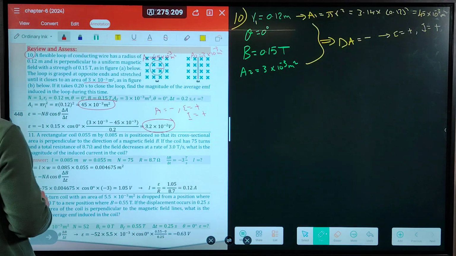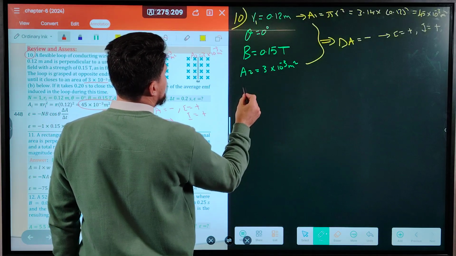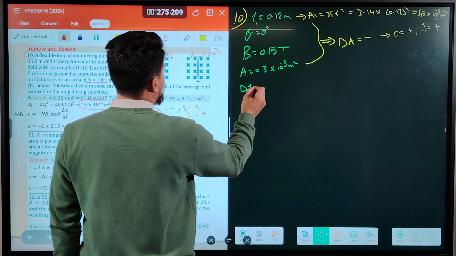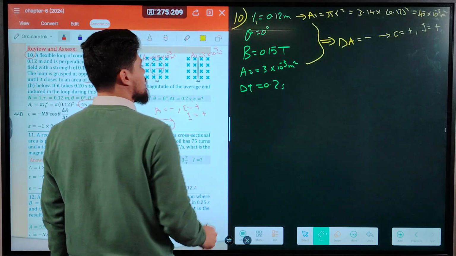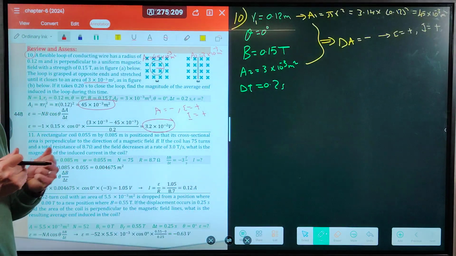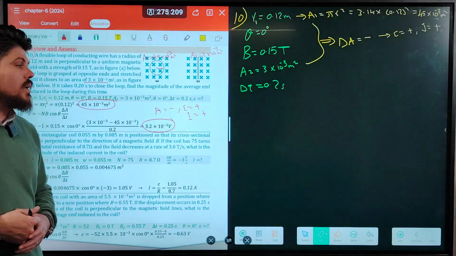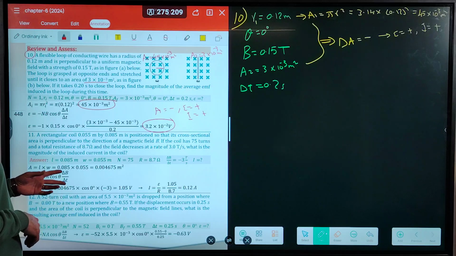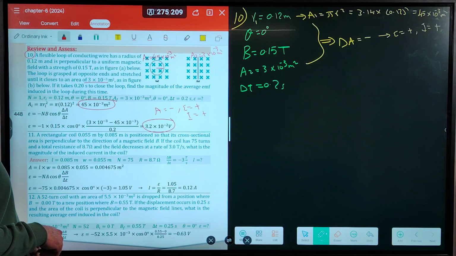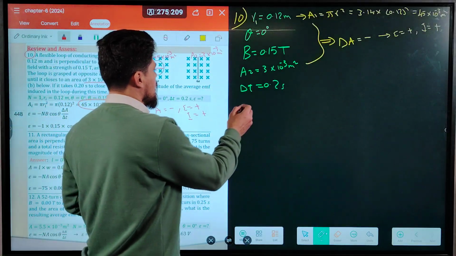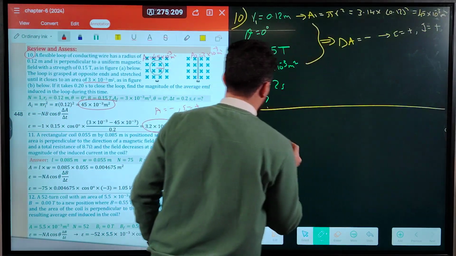As in the figure below, it takes 0.2 seconds, the time to decrease the area of the loop, equal to 0.2 seconds. This is the time it takes to decrease the area of this loop from 45 times 10 power negative 3 to 3 times 10 power negative 3. To the closed loop, find the magnitude of the average EMF induced in the loop during this time. EMF is unknown. Okay, how can you determine EMF?